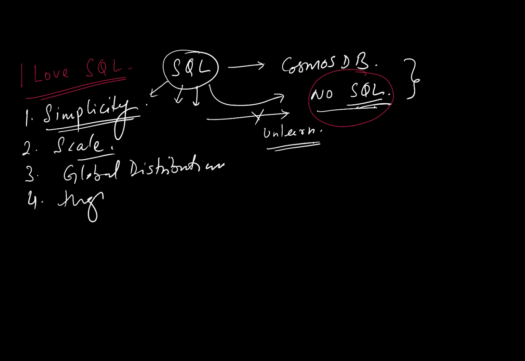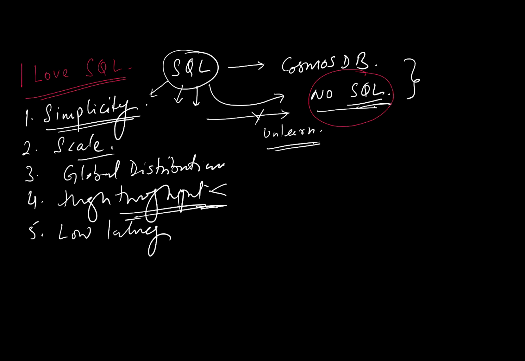Fourth is high throughput. It is very common to see throughput in Cosmos DB of 10,000 requests per second, 50,000 requests per second, 100,000 requests per second. It's a common occurrence in the Cosmos DB world. And number five is the requirement of low latency. Cosmos DB gives us an SLA for 10 millisecond reads and 15 millisecond writes.